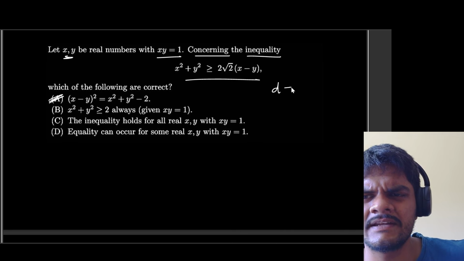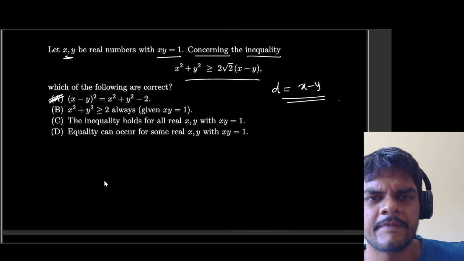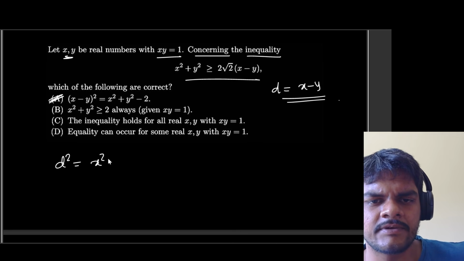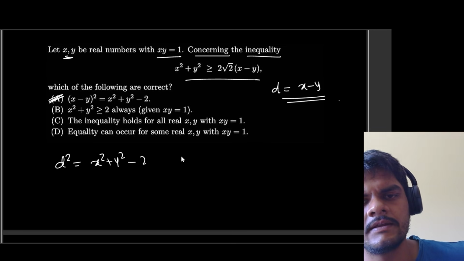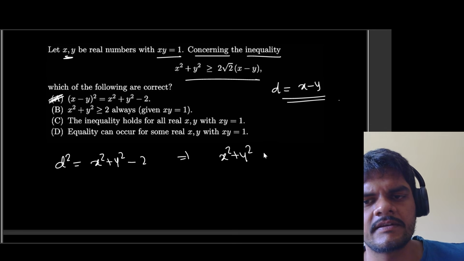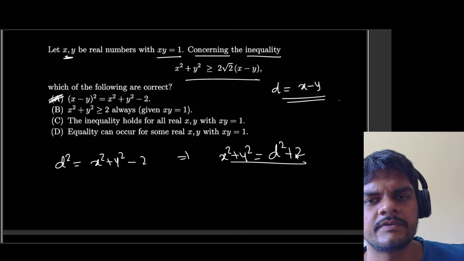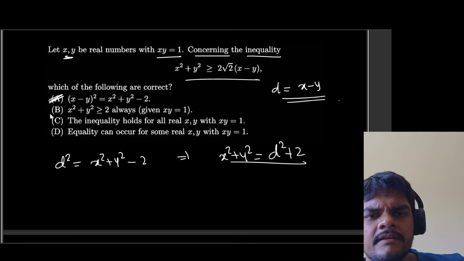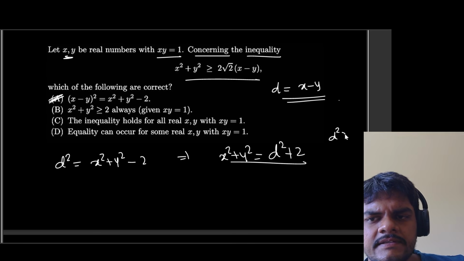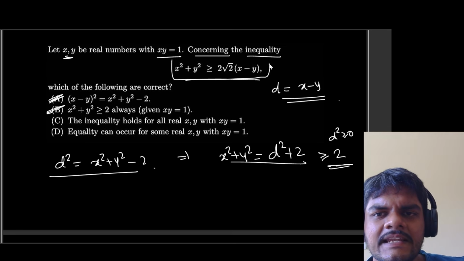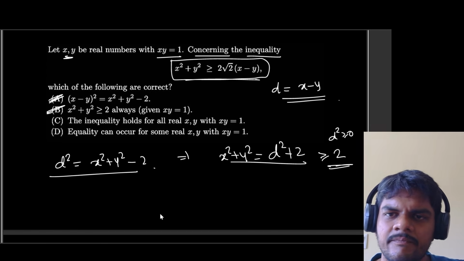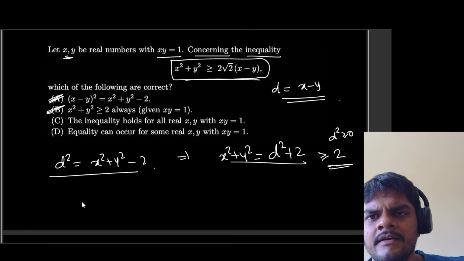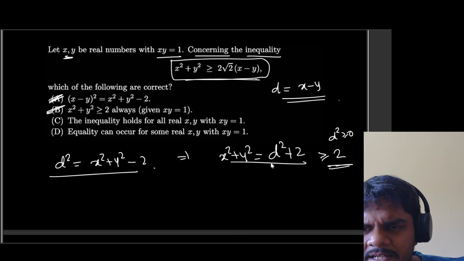Let's say first of all, d equal to x minus y. So I have that d square is equal to x square plus y square minus 2. That will imply x square plus y square is equal to d square plus 2. So this is first thing, and option A is correct. Again, since d square is greater than or equal to 0, this is greater than or equal to 2. That is also fine. Obviously, it is always true. What about this inequality? When do I get this one? This has to be true at some point. So, can I say something about d square plus 2?